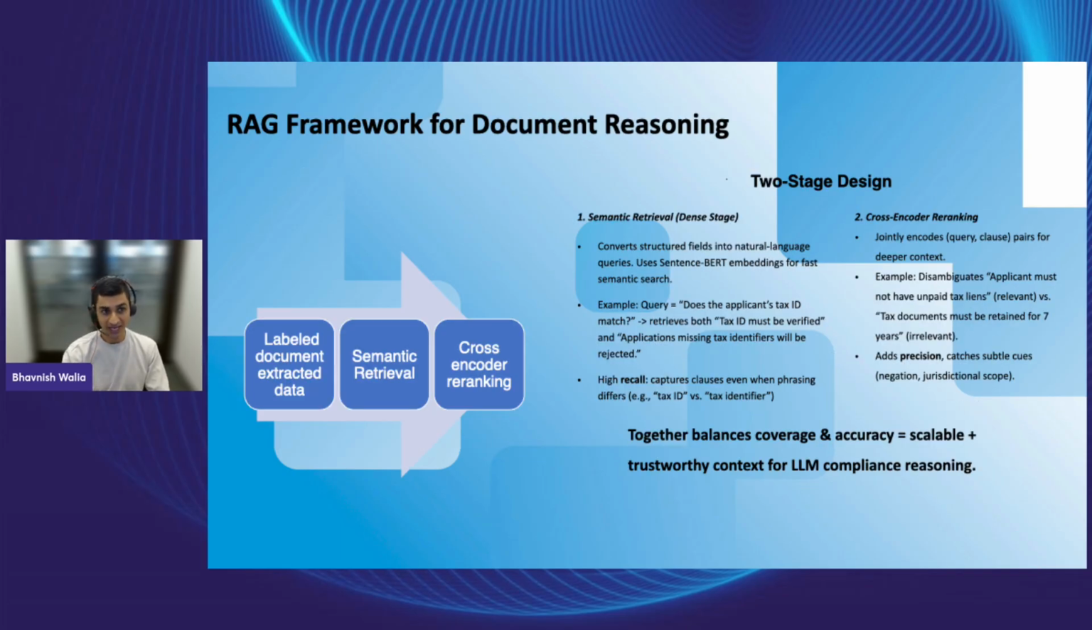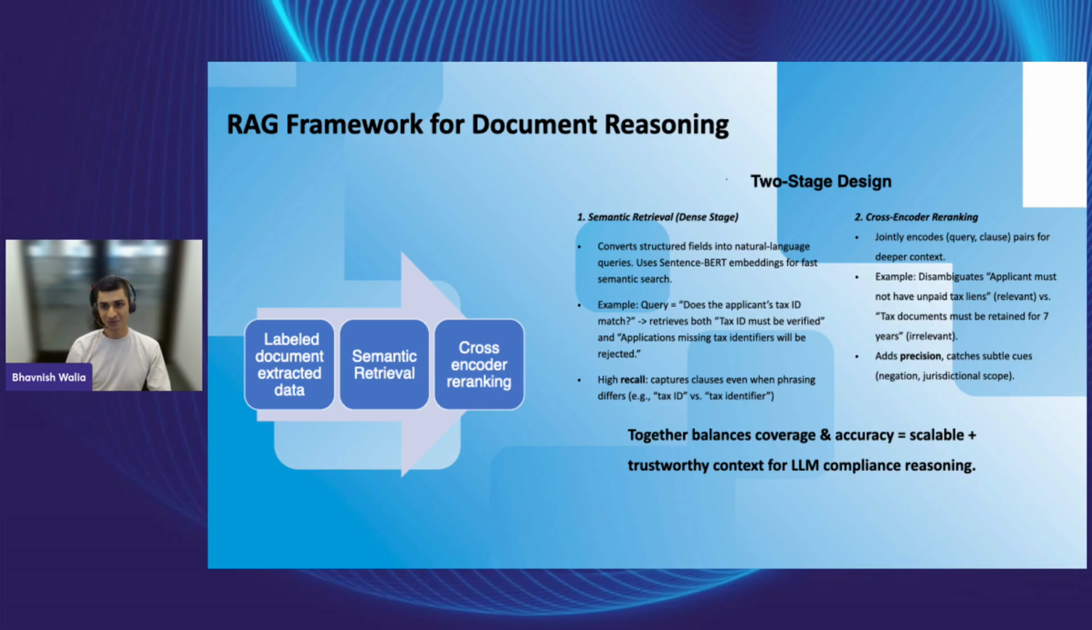This is about the RAG framework, which is the novel part of it. We've done this in two stages: the semantic retrieval and the cross-encoder re-ranking. So let's talk about the semantic retrieval. Say someone is trying to open an account, and we'd like to ask, does the application tax ID match? What it does is it picks out all the rules and regulations around tax ID from the regulations and pulls them in. No matter if it's slightly related or highly related, it would try to pull all those regulations in. So it would ensure high recall.